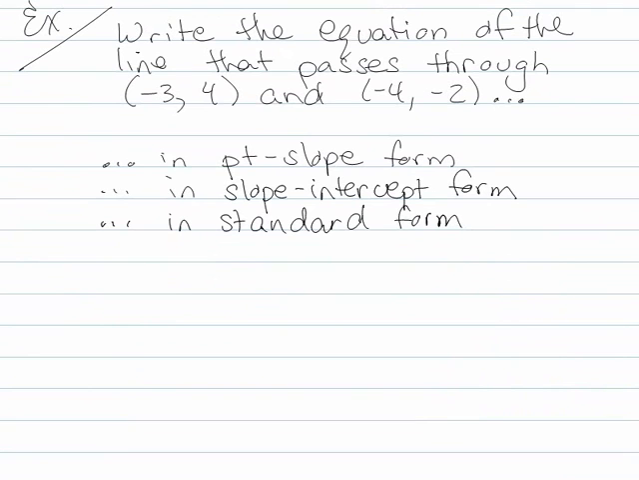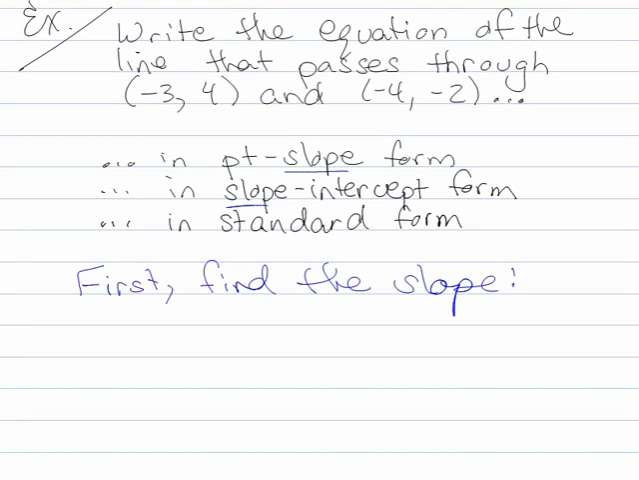So assuming you've done that. Remember, whenever you're doing these, the first two at least have the word slope in it. So that's the first thing that we need to do. So first, find the slope. All right. So let's assign x1, y1, and x2, y2. And my slope is y2 minus y1 over x2 minus x1.